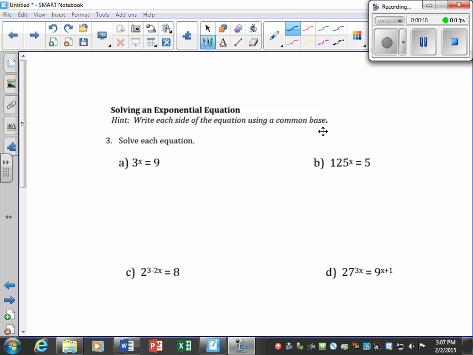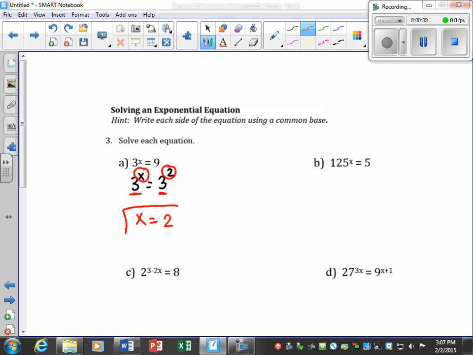And what that simply means is if I have a base 3 to the x, can I rewrite 9 using a base 3? So what is 9? 3 to the what power? Good, 3 to the second power. When your bases match, then we can set exponents equal to one another. So we would just say x is equal to 2, and we're done. We've solved that equation.